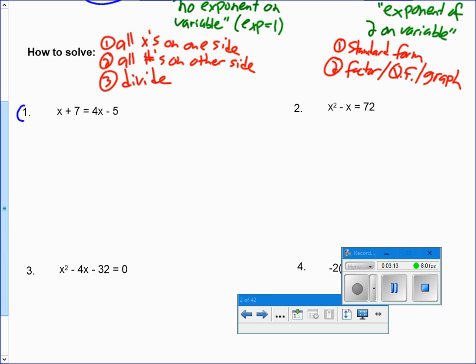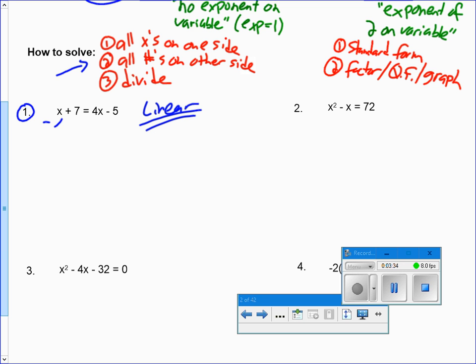So I'm looking at number 1. First thing is to identify the type of equation. So look at it, x plus 7 equals 4x minus 5. My highest power on x is x to the first, plain x, so this is linear. What that means is these are the steps I'm going to follow. Get all my x's on one side, all my numbers on the other side, and then divide.